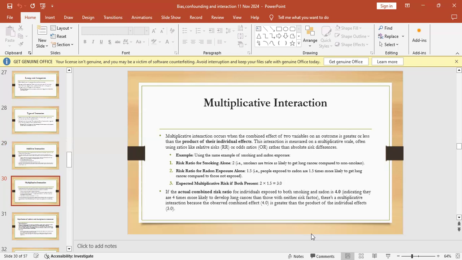the risk ratio for smoking alone is 2, and for radon it is 1.5. So if we multiply 2 by 1.5, the multiplicative effect should be 3. If the actual combined risk ratio for individuals exposed to both smoking and radon is 4, that is an effect that is greater than the multiplicative effect. Then we say that the observed effect is greater than the multiplicative effect.